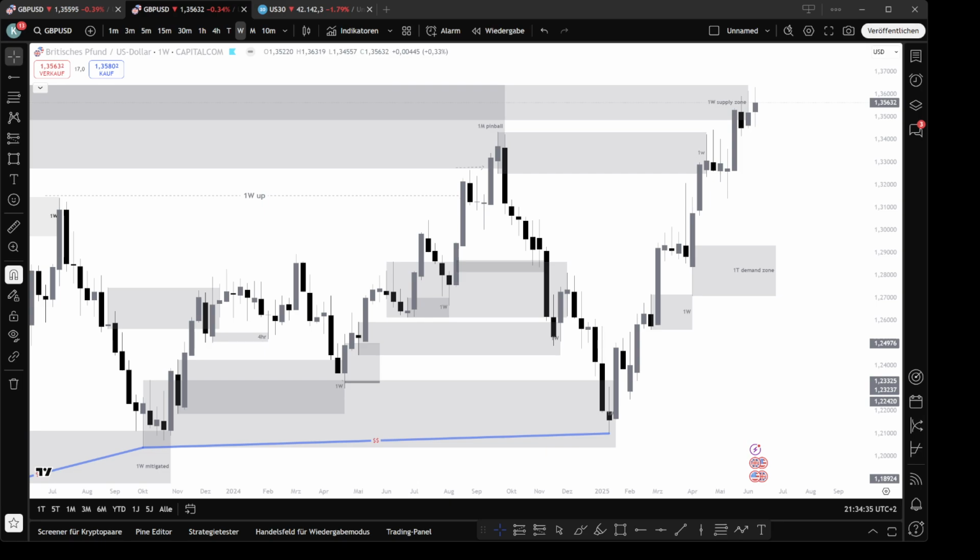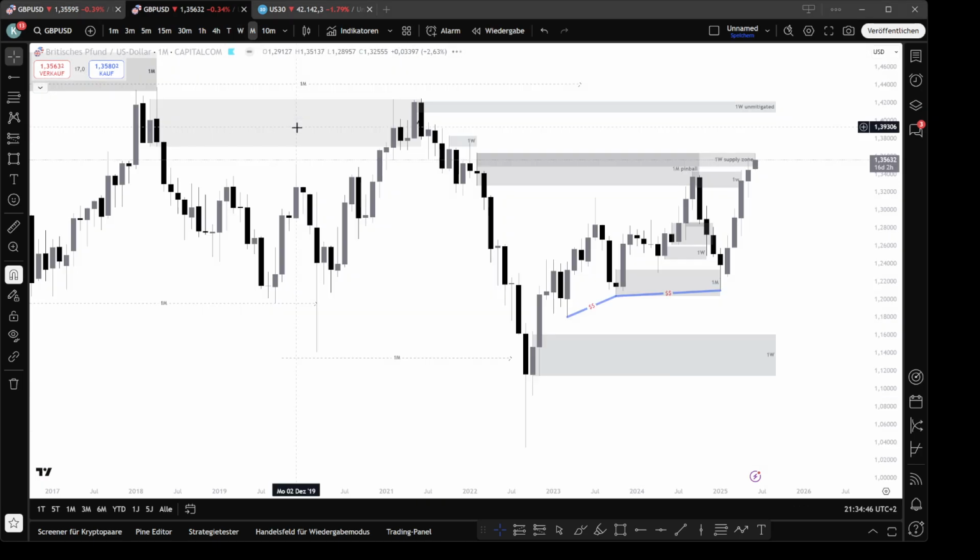Today I'll be doing a market forecast on GBPUSD. So beginning my market forecast, guys, I would like to get into the charts and begin from the monthly time frame. So let's start on the monthly time frame.